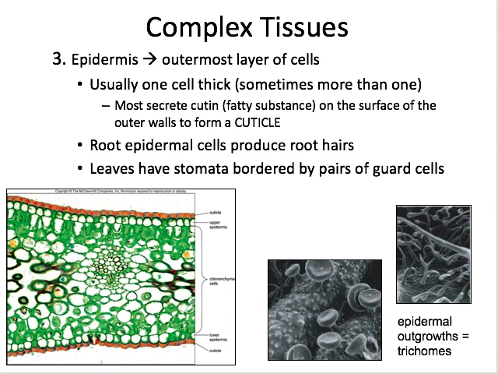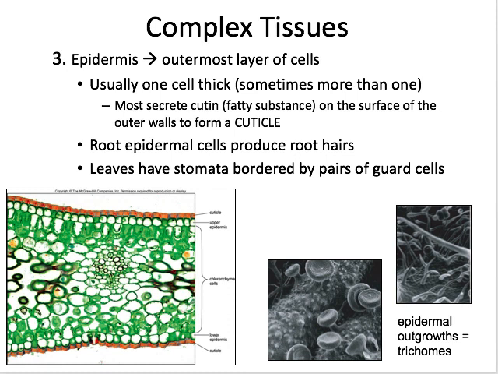Our third type of complex tissue is the epidermis, and this is the outermost layer of cells that are found on plants. We often see an epidermis on the roots, the stems, and the leaves. It's usually 1 cell thick, but sometimes more than that. And this epidermis almost always secretes cutin, which is a fatty substance that covers the outside of the outer cell walls. On leaves, this usually forms a cuticle, which is very important for providing sunblock and water preservation in those organs.